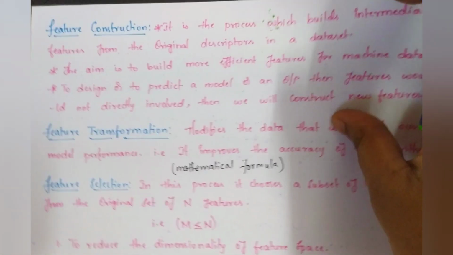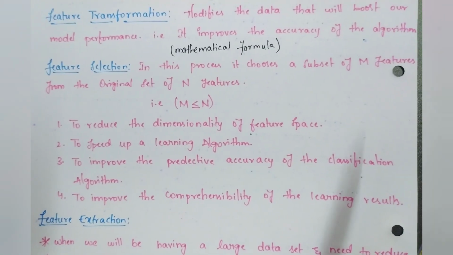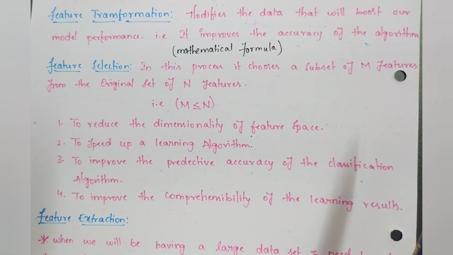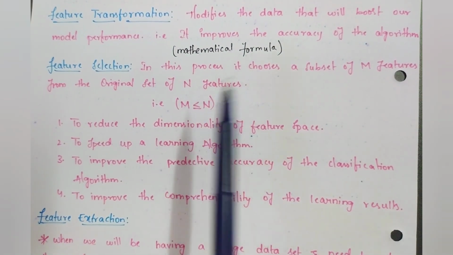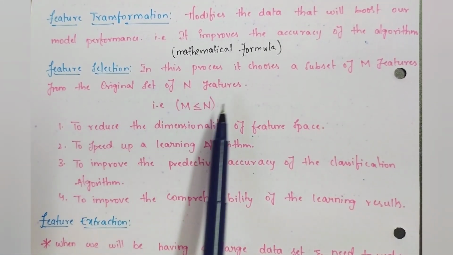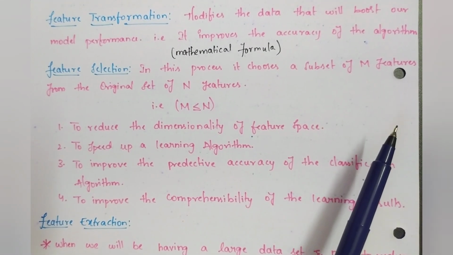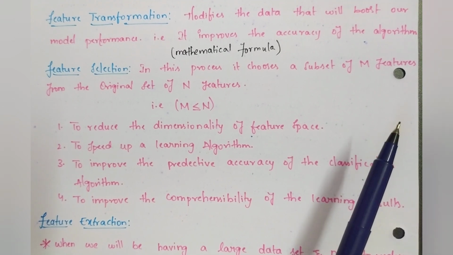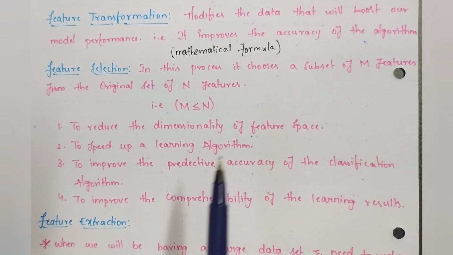Next, going to feature selection. Feature selection is the process in which it chooses a subset of m features from the original set of n features, where m is the subset of n features. M is less than or equal to n.